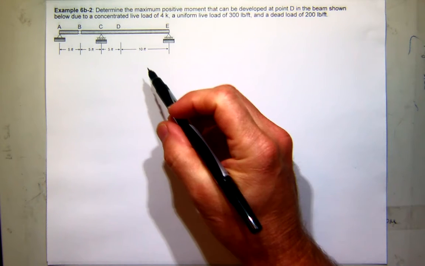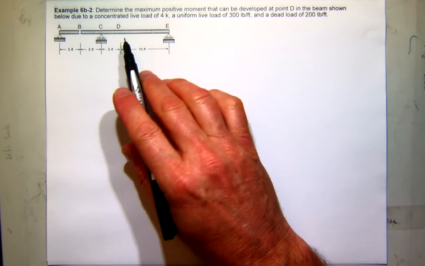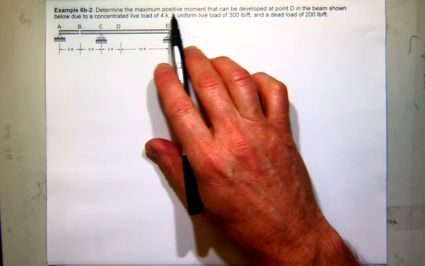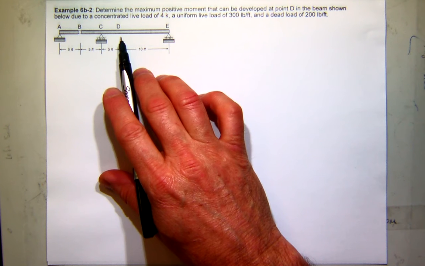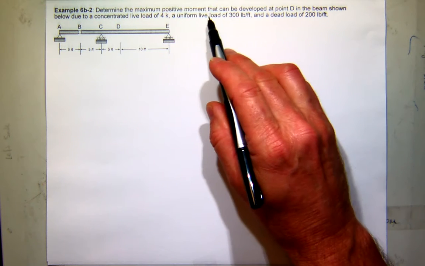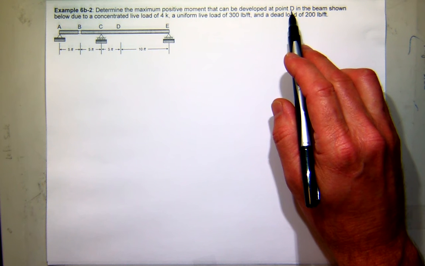Okay, so here's a problem. We're going to draw the influence line for, well, let's see what the problem says first. It says determine the maximum positive moment that can be developed at D. So since we're asking for moment at a particular point, that probably means we're going to draw an influence line.